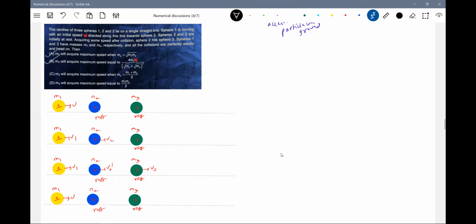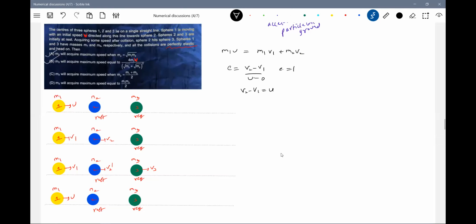So let me apply the conservation of linear momentum. I think that's the only thing which will help us a lot. Look, all the collisions are perfectly elastic. I think this word is also very important. So first I'll use M1U equal to M1V1 plus M2V2. Then applying the coefficient of restitution formula, (V2 minus V1) by (U minus 0), for a perfectly elastic collision equals 1. So V2 minus V1 is equal to U.